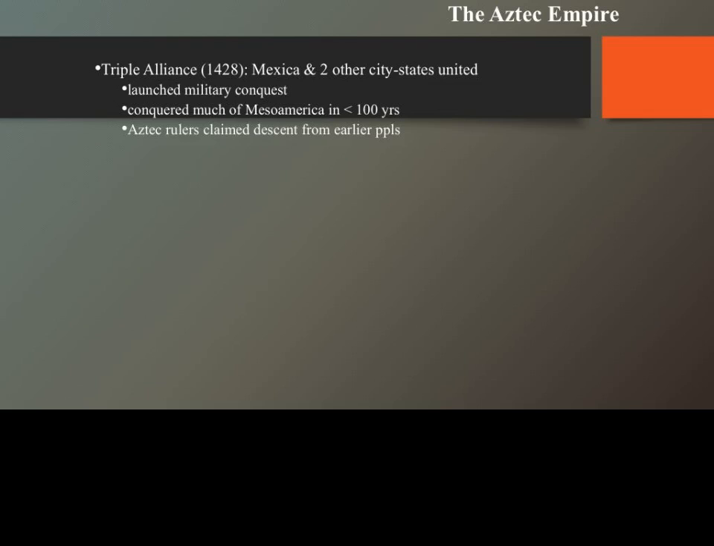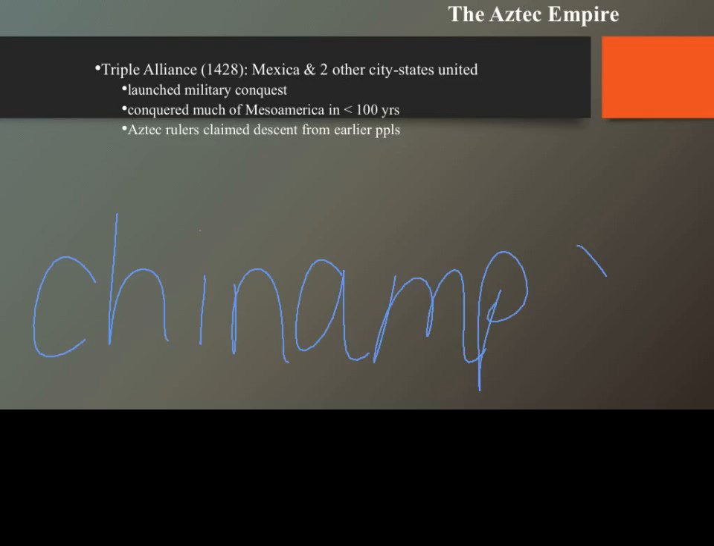Tenochtitlan, it was a capital. It was a large city of approximately 200,000 inhabitants, set on that island in Lake Texcoco. It had canals, causeways, markets, floating gardens known as chinampas. And I'll spell that for you. Chinampas. It's some ugly handwriting.